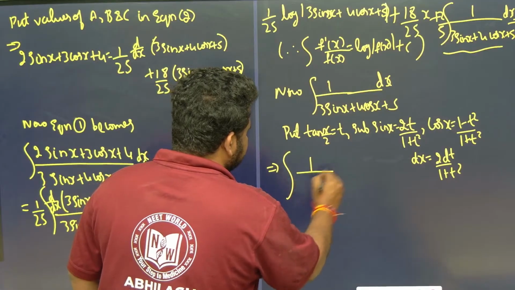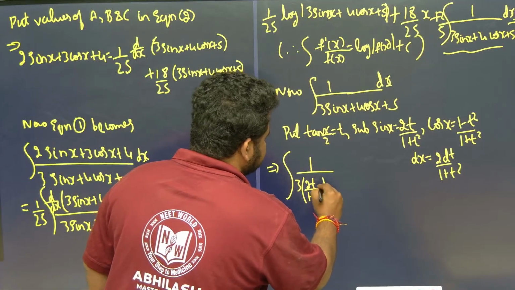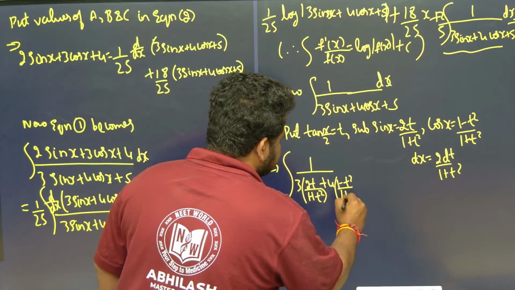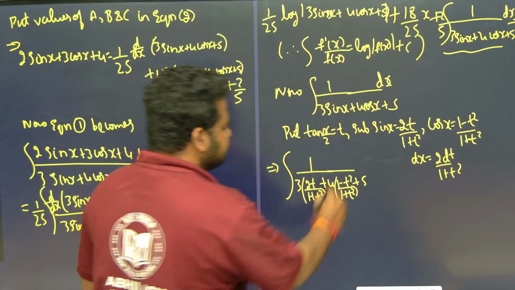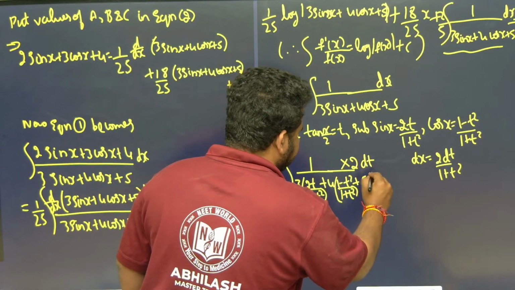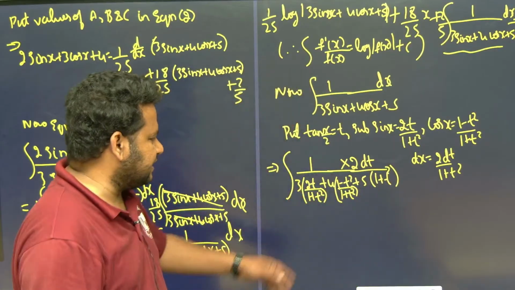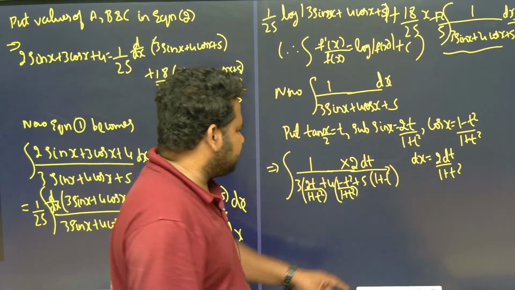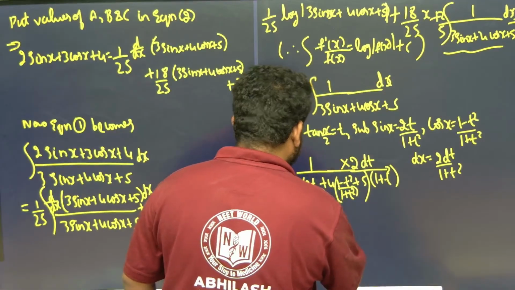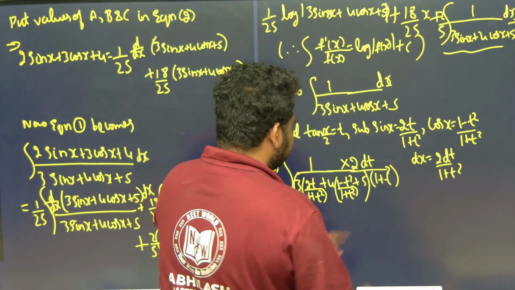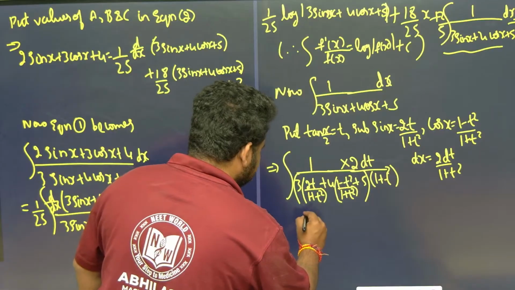This will become 1 by [3 into sin x, that is 3 into 2t by (1 plus t square), plus 4 into cos x, that is 4 into (1 minus t square) by (1 plus t square), plus 5], into dx, which is 2 dt by (1 plus t square). Now see here, if I take the LCM, this entire thing will be within the bracket, with 1 plus t square outside, and the 5 will be here.